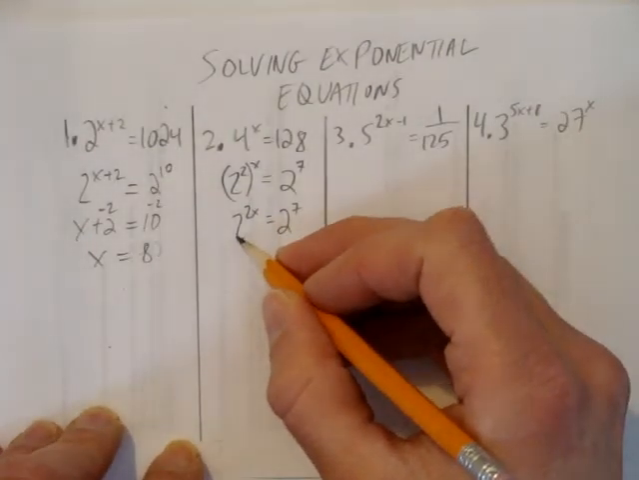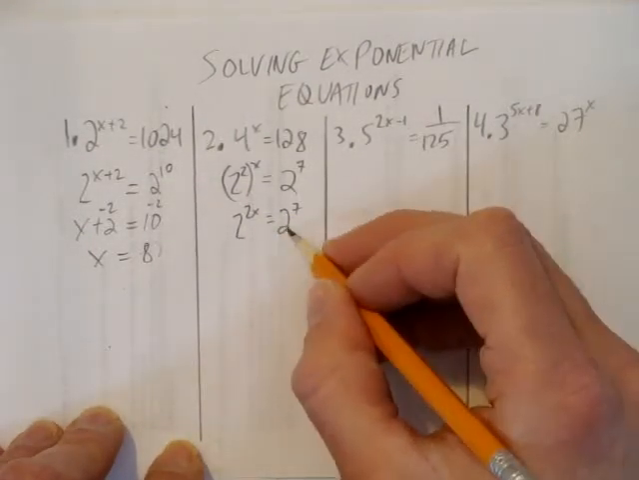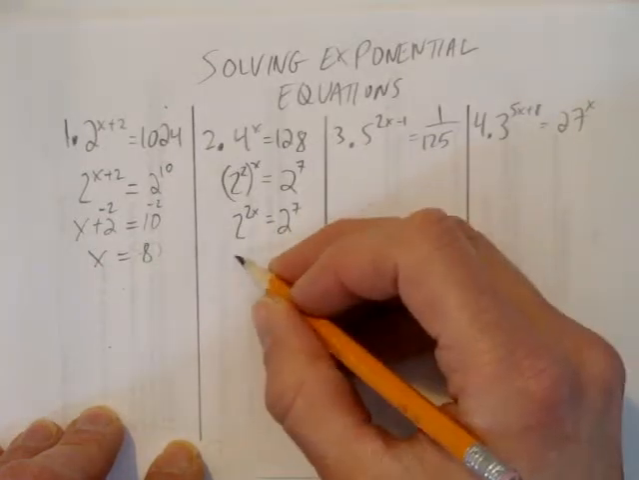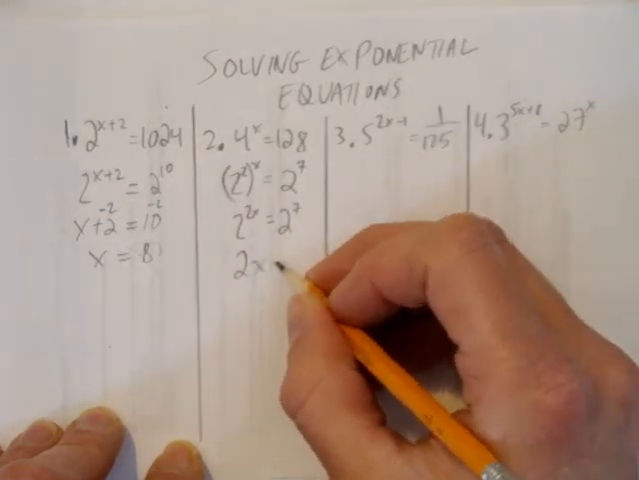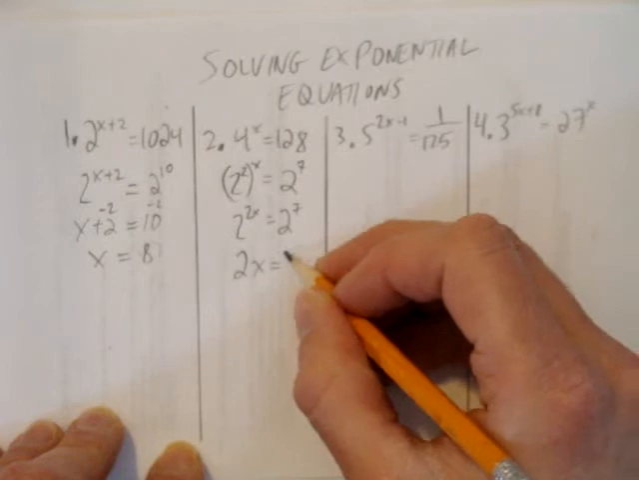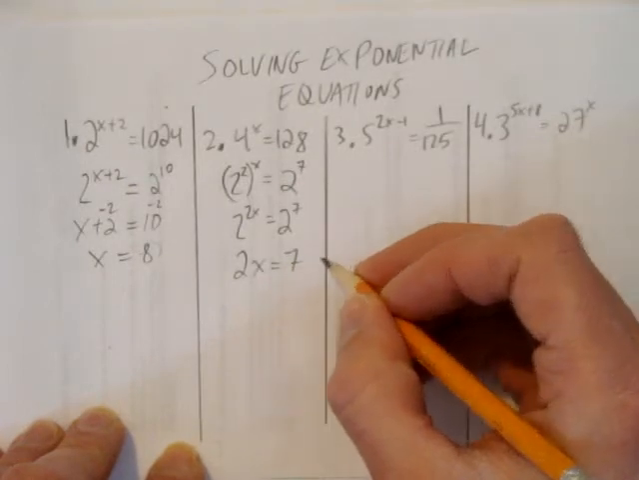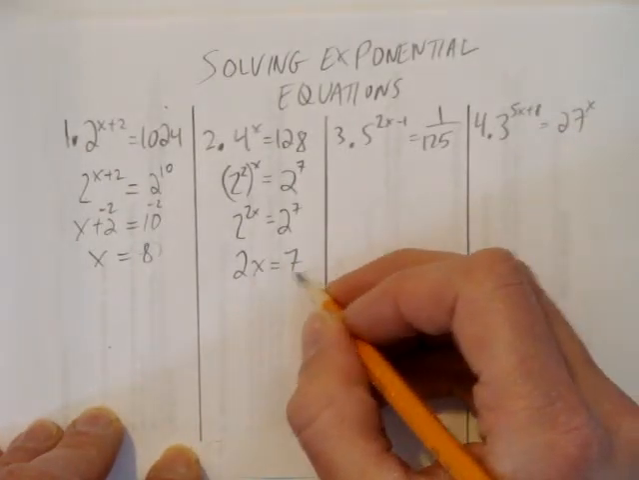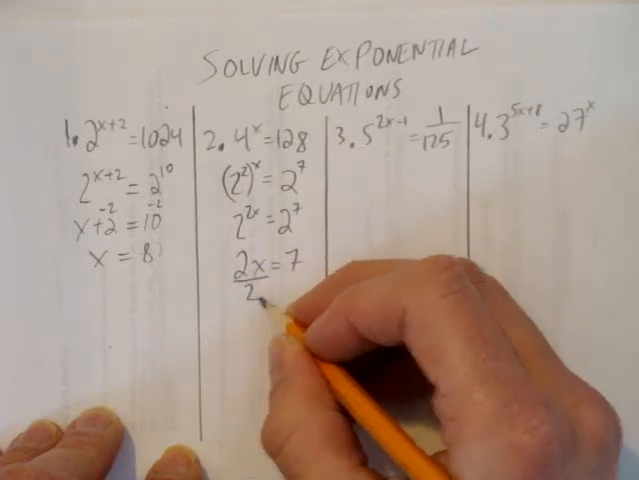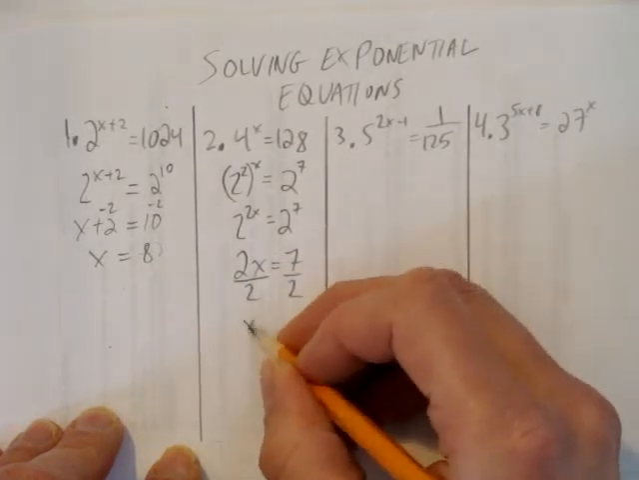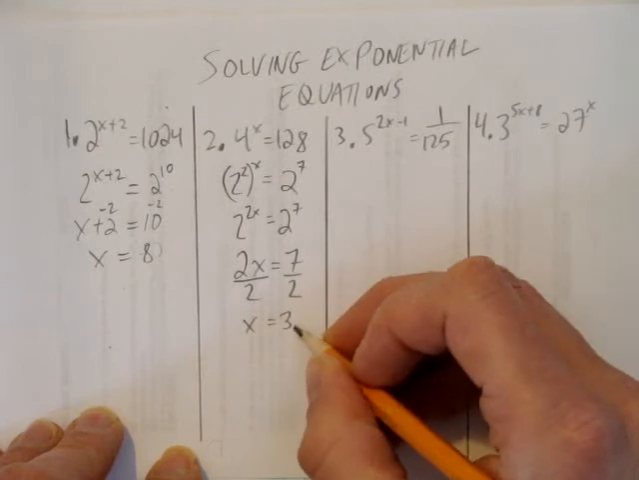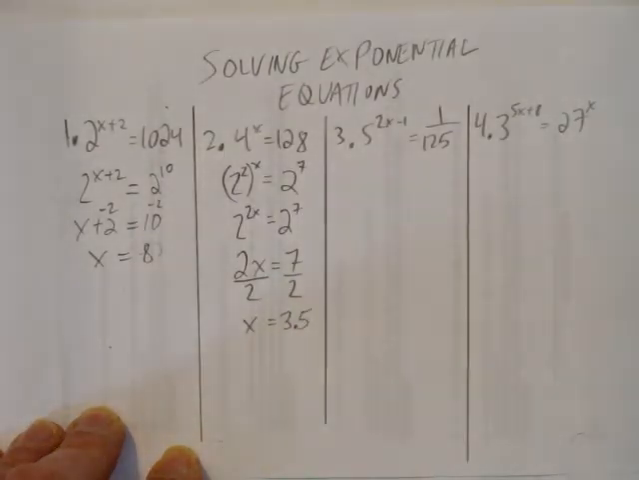Now, since we have both bases the same, 2's on both sides, we can drop the bases or set the exponents equal, and we get 2x equals 7. Since 2x equals 7, all we have to do is get rid of what's in front of x by dividing, and we get x equals 7 over 2, or x equals 3.5.